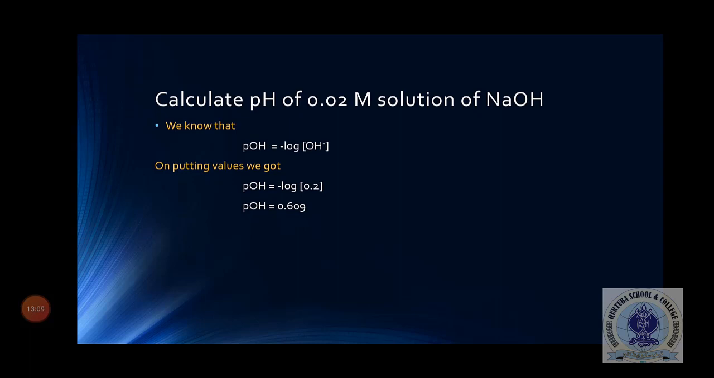Now to find the value of pH, we have to use another formula, and that is pH plus pOH equals 14. Now we put the value of pOH in our equation. We get pH plus 1.69 equals 14, and our answer becomes 12.31, which shows that the solution is actually basic.